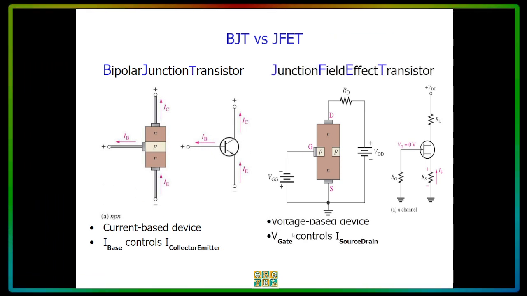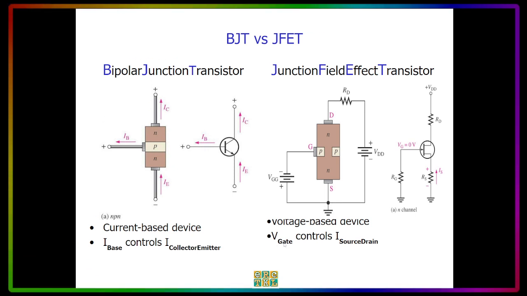Now, on the right side, you will see that the junction field effect transistor is voltage-based, and you will see here that there's a voltage source, VGG, and take note that this is negative at the top and positive at the bottom, which is connected to the gate. And then in the structure of the JFET, you will see there's an N channel here represented by the letter N, and there's P-type on the left and on the right. And this is how to connect our JFET in a circuit.